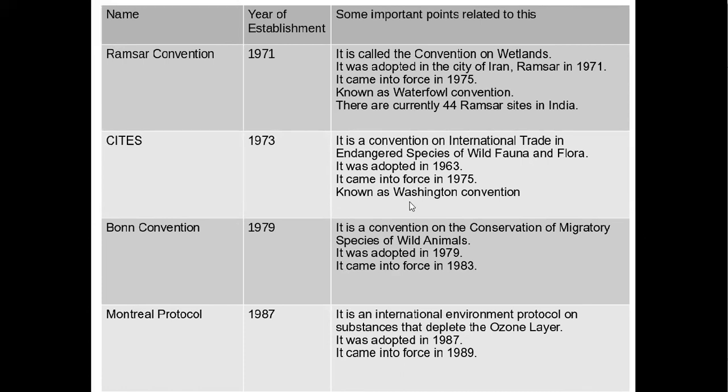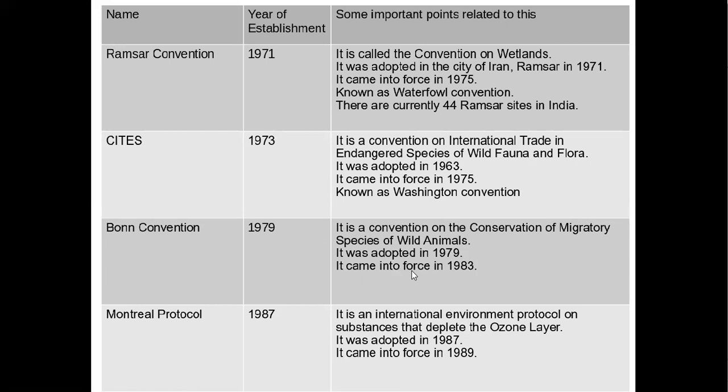Another convention is the Bonn Convention, which was established in the year 1979, and it is the convention on the conservation of migratory species of wild animals. It is the Convention on Migratory Species, and it came into force in the year 1983.